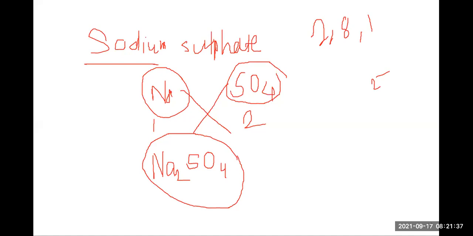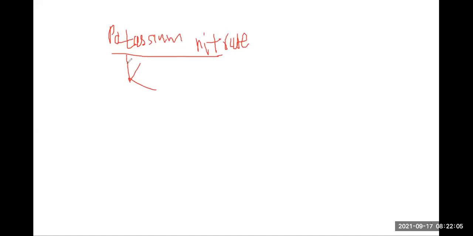Okay. Now we have to see the second, that is potassium nitrate. So for the second one, you have to take potassium nitrate. You should know the symbol of potassium, that is K. What is the symbol? K. And nitrate is NO3. Potassium has a positive charge on it, and NO3 has a negative charge.